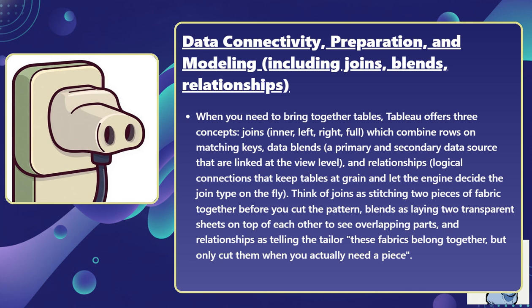When you need to bring together tables, Tableau offers three concepts: joins, inner, left, right, full, which combine rows on matching keys; data blends, a primary and secondary data source that are linked at the view level; and relationships, logical connections that keep tables at grain and let the engine decide the join type on the fly. Think of joins as stitching two pieces of fabric together before you cut the pattern, blends as laying two transparent sheets on top of each other to see overlapping parts, and relationships as telling the tailor these fabrics belong together, but only cut them when you actually need a piece.